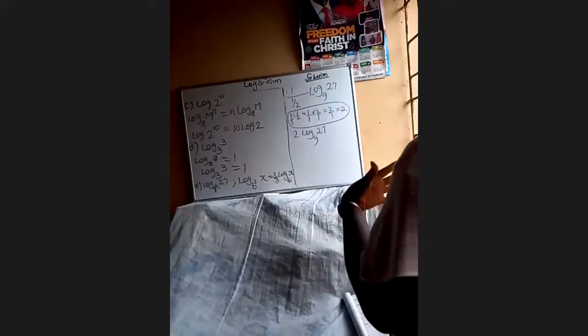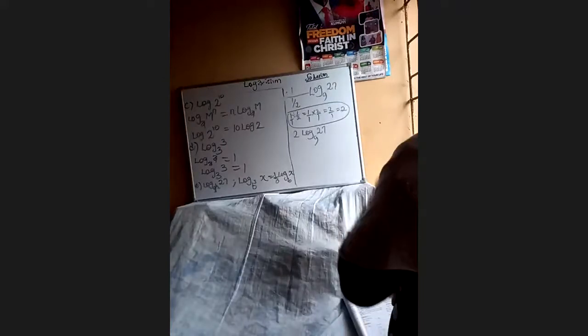Now, 9 can be broken down into 3 raised to the power of 2. So 27, which is 3 raised to the power of 3, can be further broken down. So we have this as 2 logarithm of 3 raised to the power of 3.